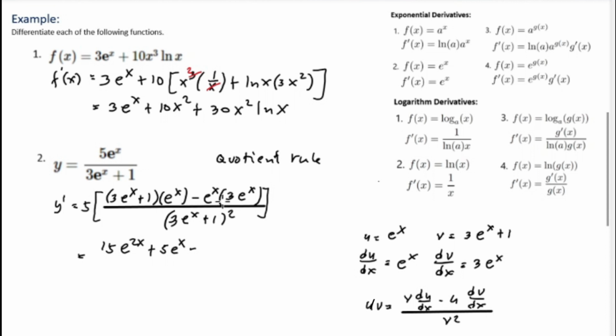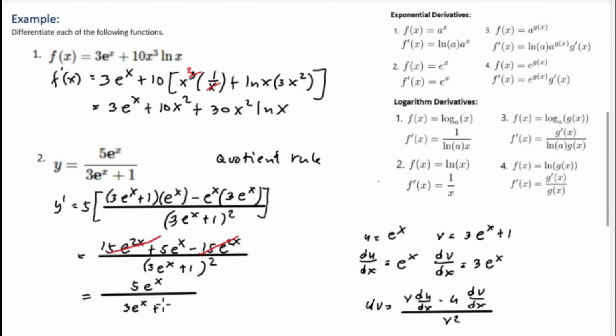minus 5 times 3, also 15, multiplied by e^x times e^x, or e, we add up the exponent x, or 2x, and we divide with the denominator, which is (3e^x + 1) squared, and we have the same terms, 15e^(2x) minus 15e^(2x), so they cancel out, and the value is equal to 5e^x divided by (3e^x + 1) squared, and this is the derivative.